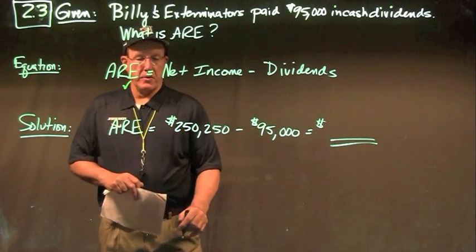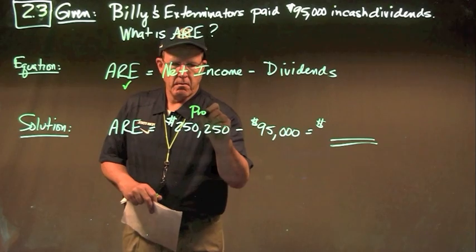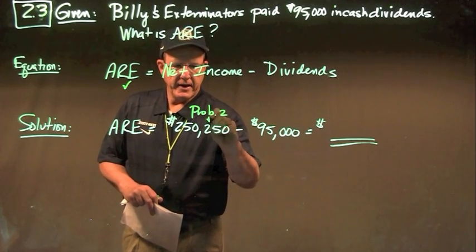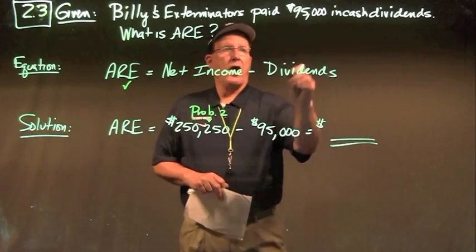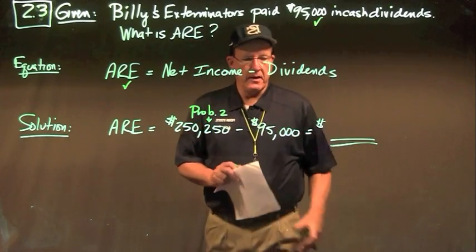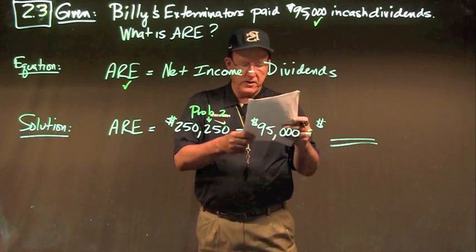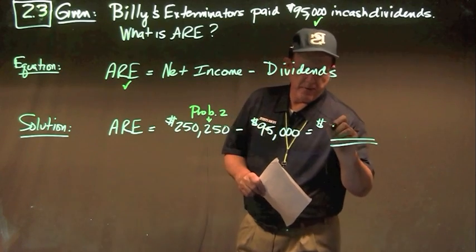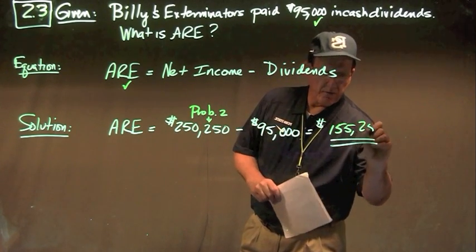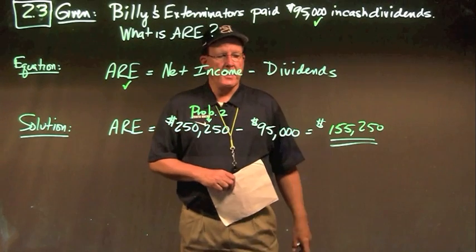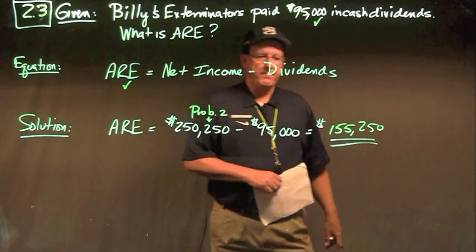So from problem number 2, I take my net income of $250,250. I subtract the cash dividends paid in problem 3 of $95,000, and I get a solution of $155,250. $155,250 is my answer to problem number 3.